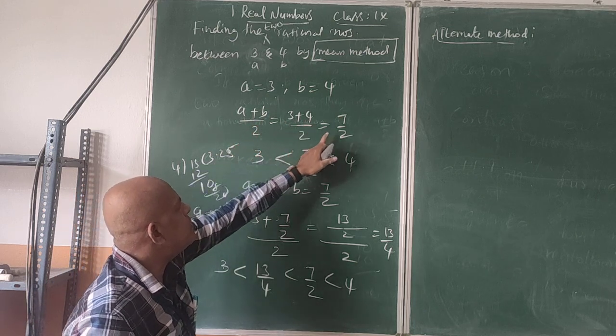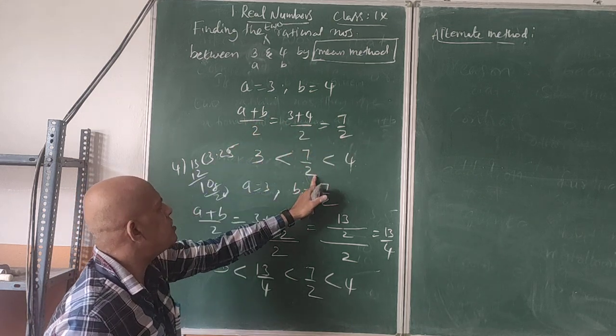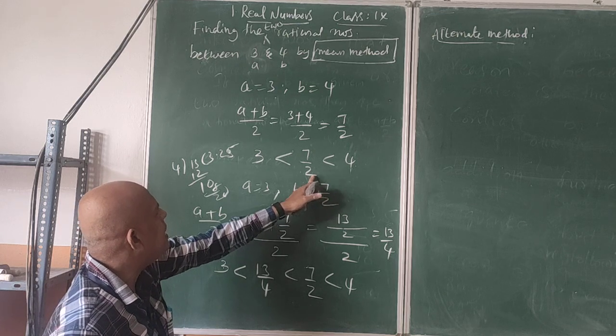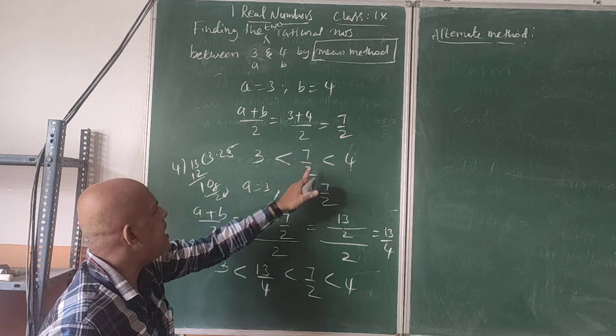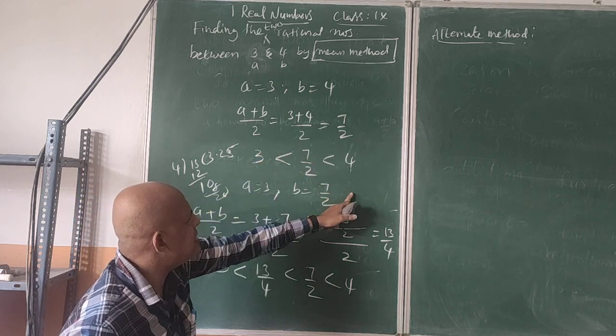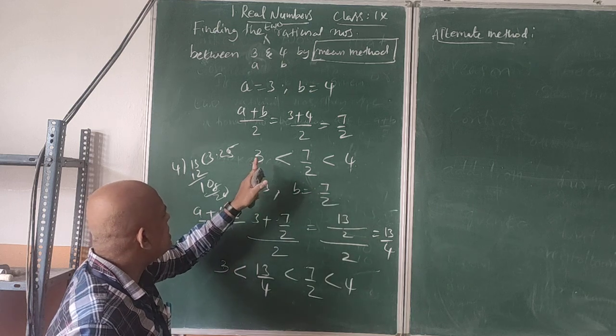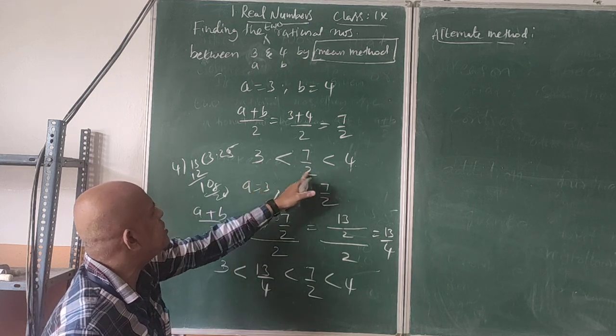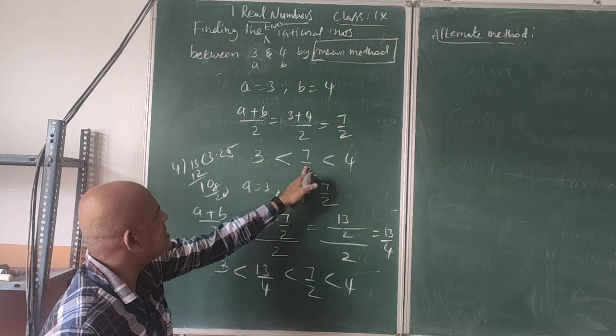So 3 plus 4 by 2 gives 7 by 2. Between 3 and 4, 7 by 2 is one rational number. Again, they ask for two rational numbers. To find one more rational number, let us take A as 3 and B as 7 by 2. Otherwise we can take A as 7 by 2 and B as 4. If we consider 3 as A and 7 by 2 as B, then we have to write the answer between these two numbers. That's why A is 3, B is 7 by 2.